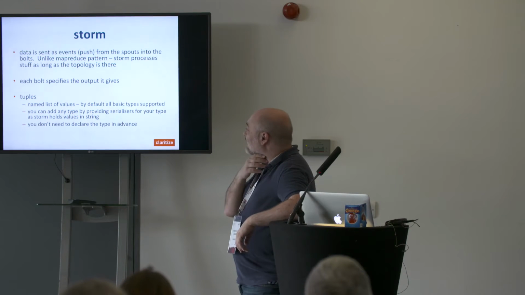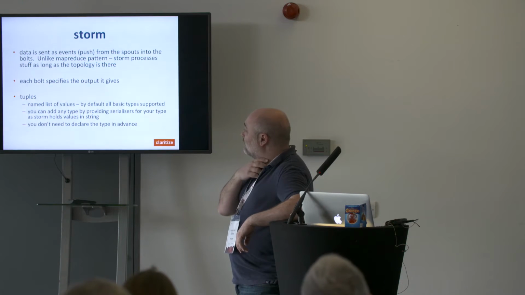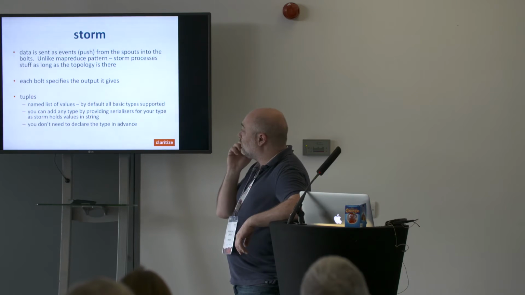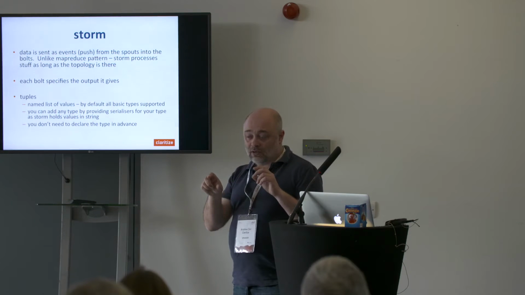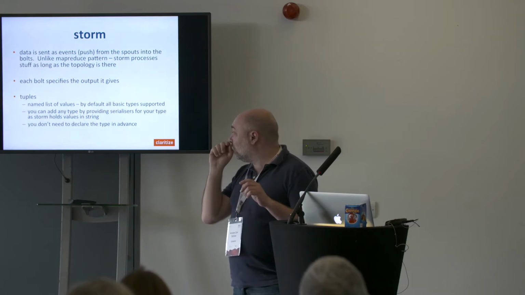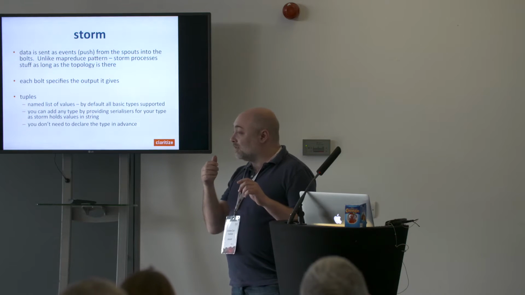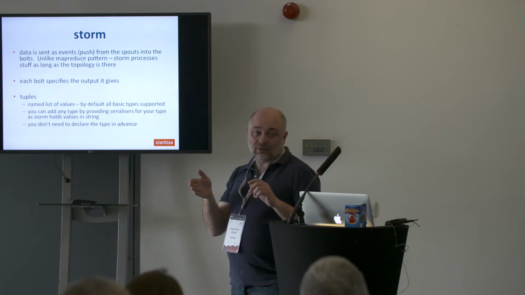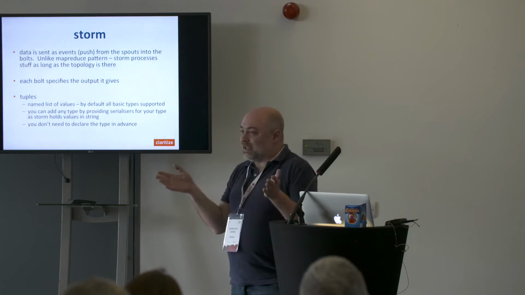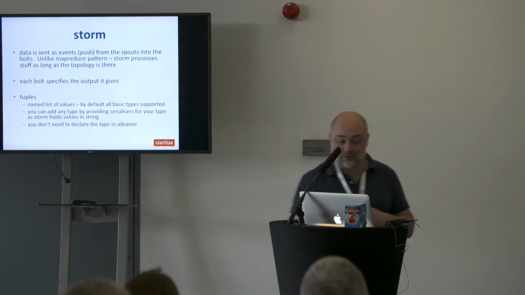So a tuple is basically a named list of values. And by default, all the basic types are supported. You can add any type by providing serializers for your type. Basically Storm holds all the values in string. So what you do is you know what you're holding in the field, and you basically use some get methods to get the data back out, and it deserializes it. Now the thing is, it's a named set of values, but you don't have to declare the types in advance, because really it's like a name. It's just a name-value string, but you know kind of what's in the data, and serializers are used to get the data in and out.